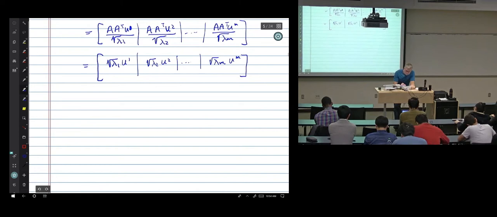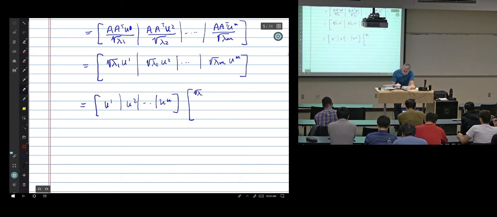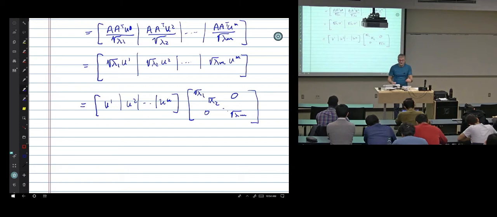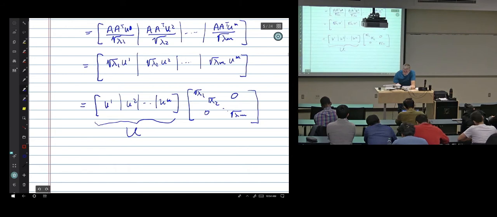Okay, so this times square root of lambda 1, square root of lambda 2, square root lambda m. And so this is U, and this is sigma.